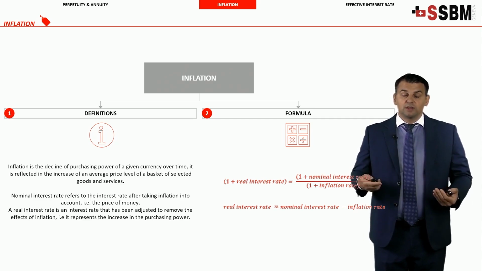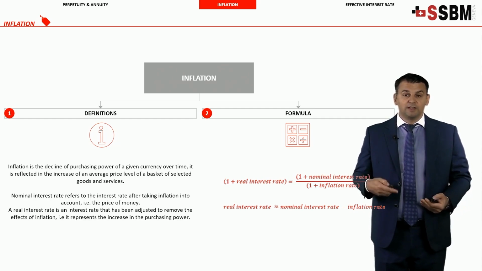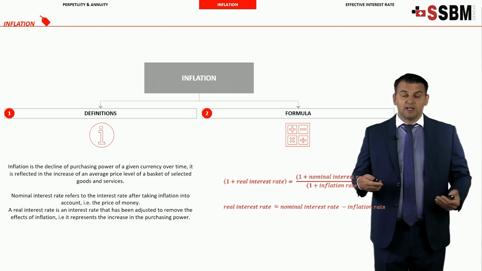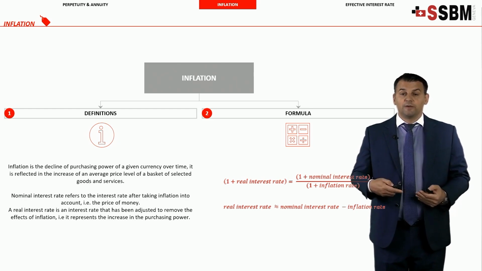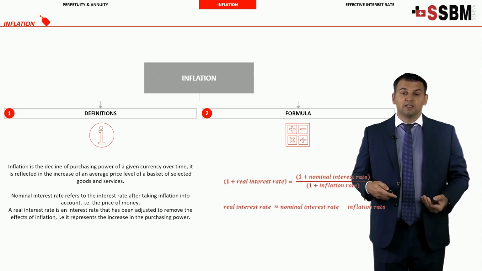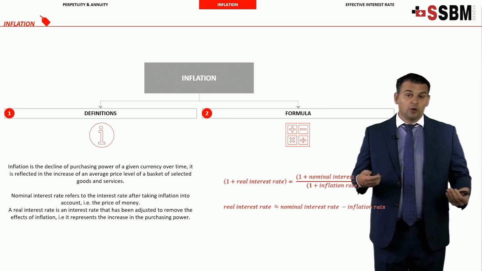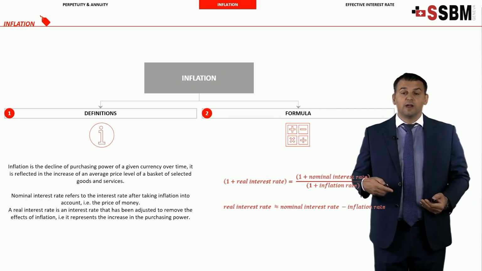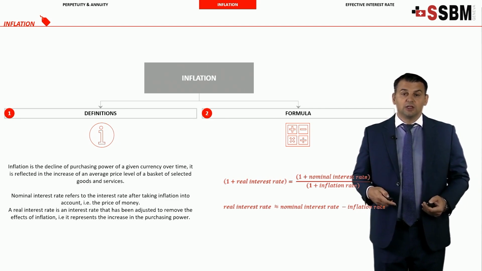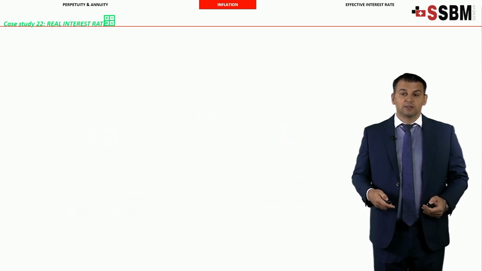In simple words, if you are with your friends, family, you can simplify the calculation. It's not so precise, but it can be helpful. You just take the nominal interest rate less the inflation rate to get approximately the real interest rate, or the nominal interest rate equals the real interest rate plus inflation. It's not very precise, but you can use it to have some quick calculations.